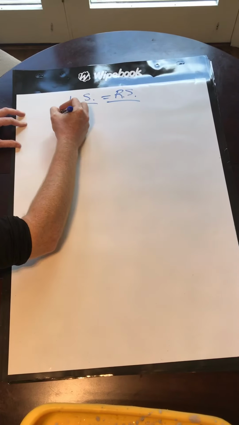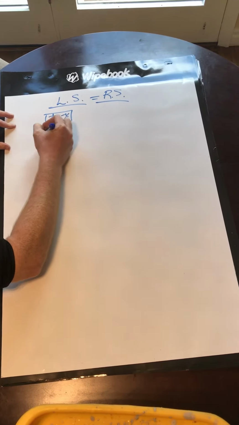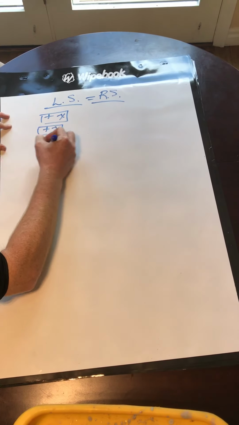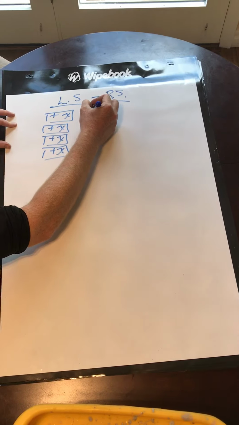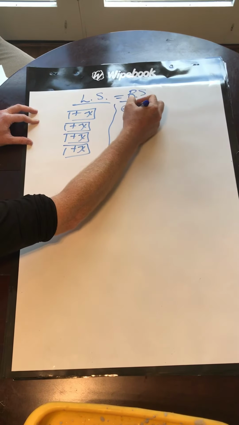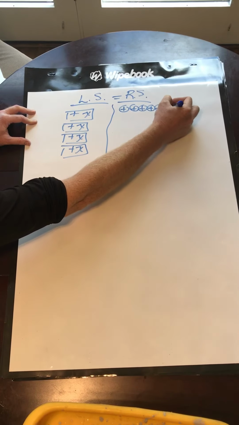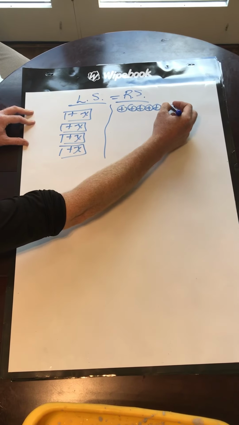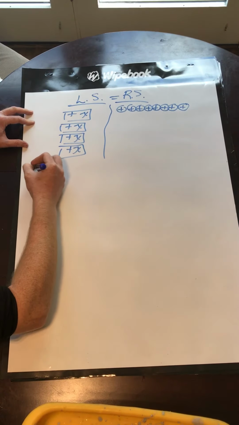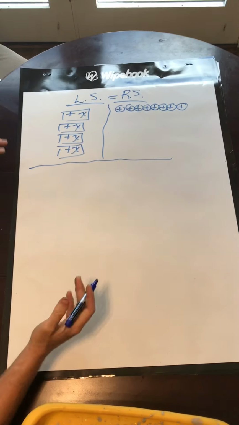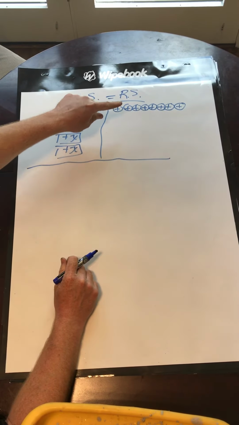On the left side, I have 4 positive x tiles. And on the right side, I have 8 positive tiles. Okay, so now I know, what do I know? Well, I know that 4x is equal to 8.